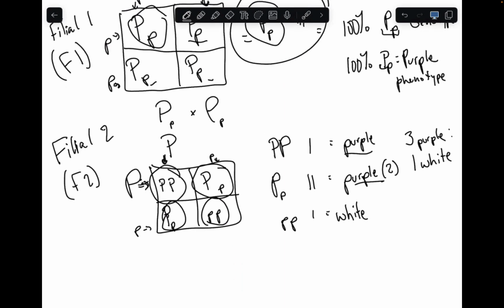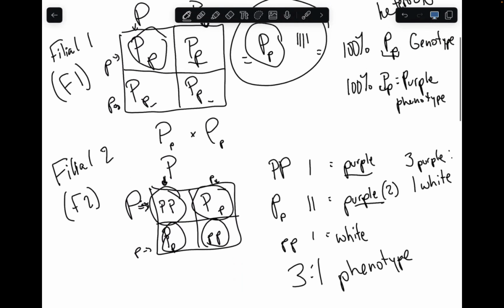And so what we tend to see when we start with true breeding parents, we cross the heterozygotes, we see a 3:1 phenotype ratio when we look at the F2 generation.